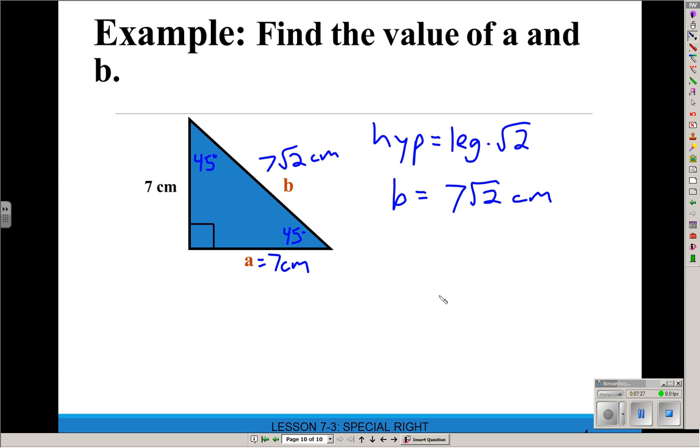So look at what type of triangle it is, identify the side you know, and then use the formulas to determine the sides that you're missing. The legs equal each other, and the hypotenuse equals the leg times the square root of 2.